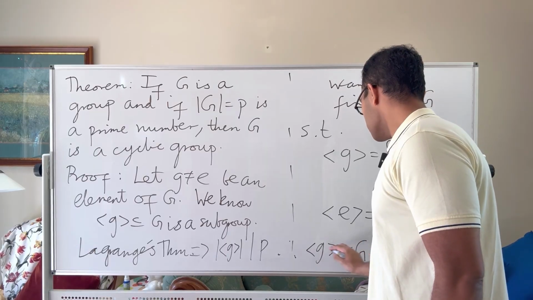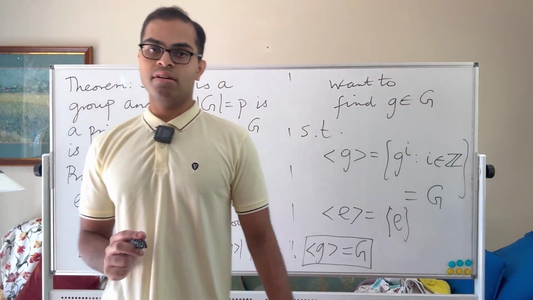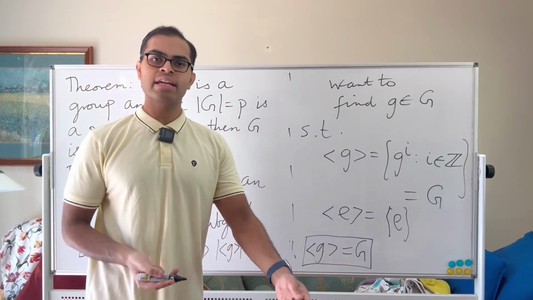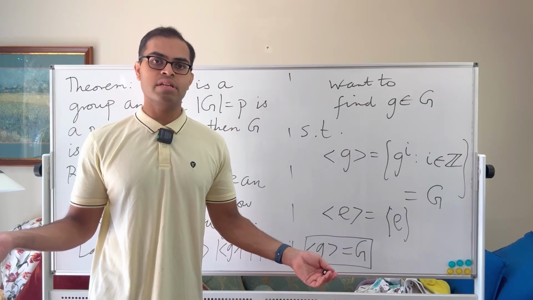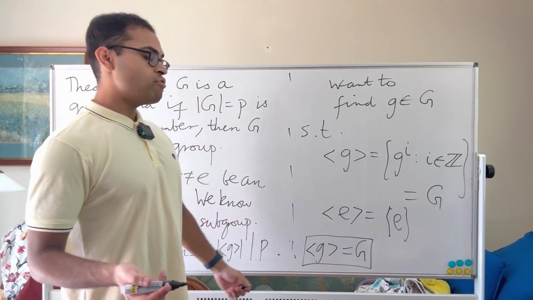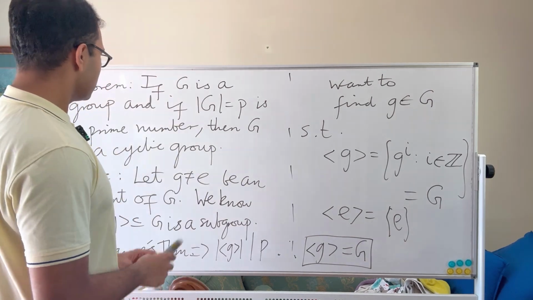Why does it have to be the whole group? Because it is a subset of G with cardinality equal to p. For sets, if you have two finite sets with the same cardinality and one is a subset of the other, then they have to be equal. So therefore, G is cyclic. In fact, every non-identity element is a generator of G. So that's number one.